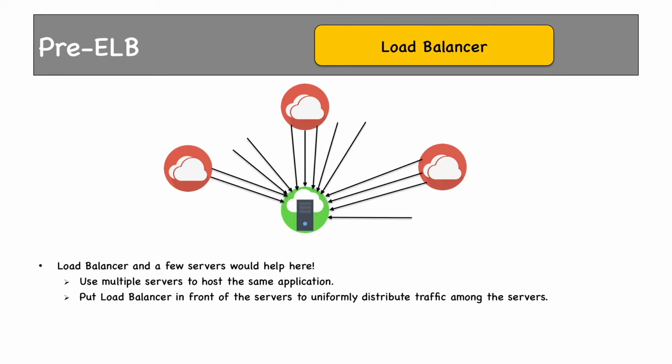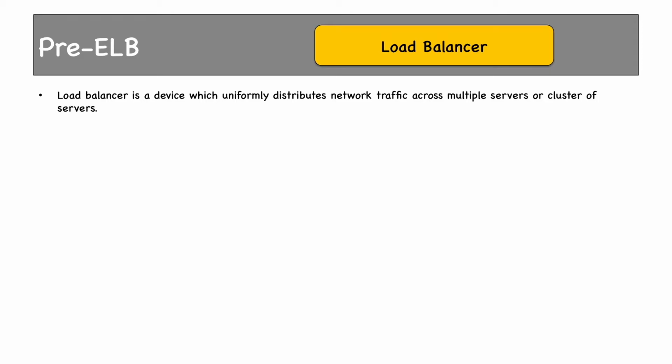You can use multiple servers to host the same application, and you can put a load balancer in front of the servers to uniformly distribute traffic among these servers. A load balancer is a device which uniformly distributes network traffic across multiple servers or a cluster of servers.